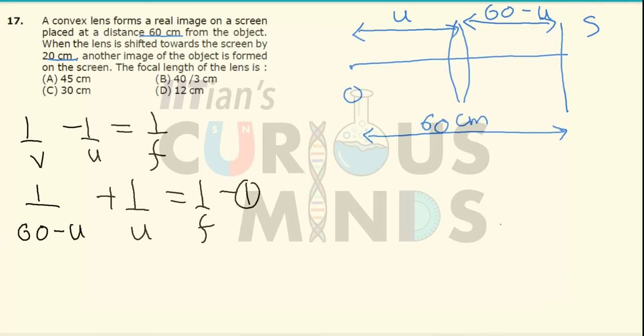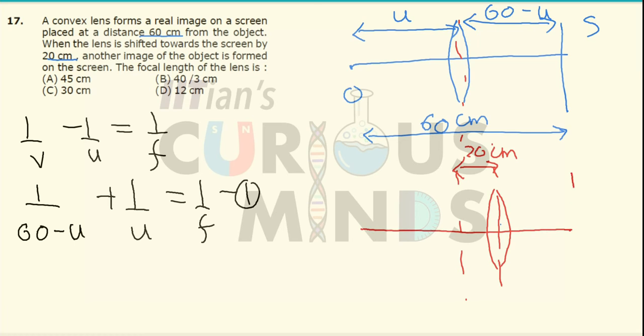Let us consider a second case. When the lens is shifted, let us say this was the original position and this is the new position. The distance between the original and the new position is 20 cm. That is, the lens has now shifted by a distance of 20 cm towards the screen. So let this be the screen, let this be the object. Now the distance between the object and the lens will be equal to u plus 20, and the distance between the lens and the screen will be equal to 60 minus u plus 20, which will be equal to 40 minus u.